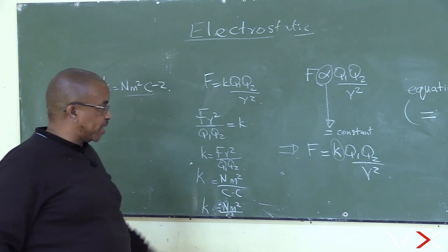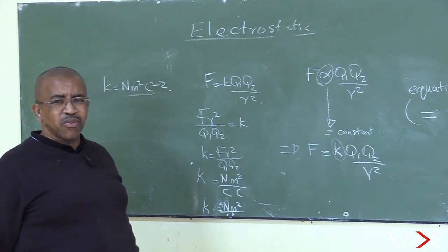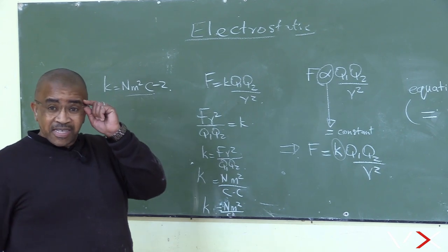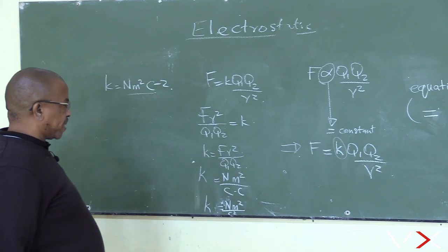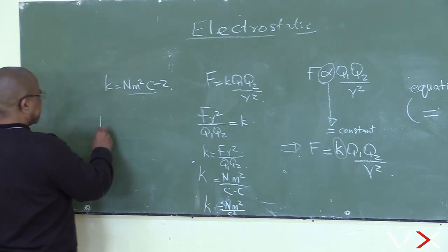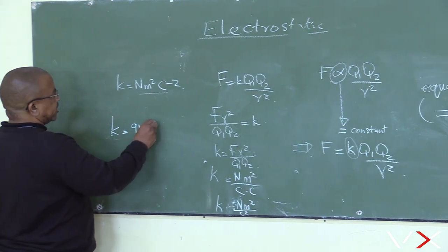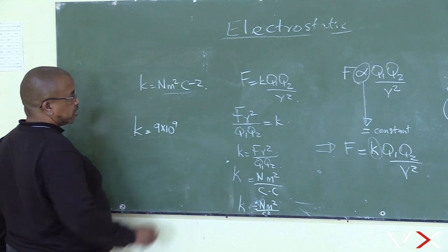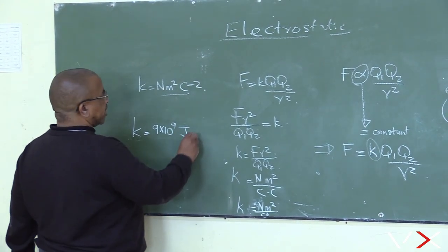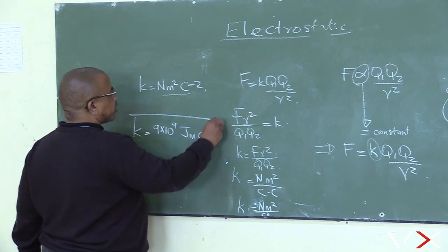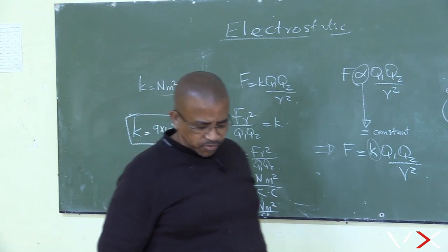Right, let us move on. In the exam, you may get a very tricky question. But K, can it still be 9 times 10 to the power 9? Yes, they ask it in multiple choice. Joule meter per Coulomb squared. Is this possible?